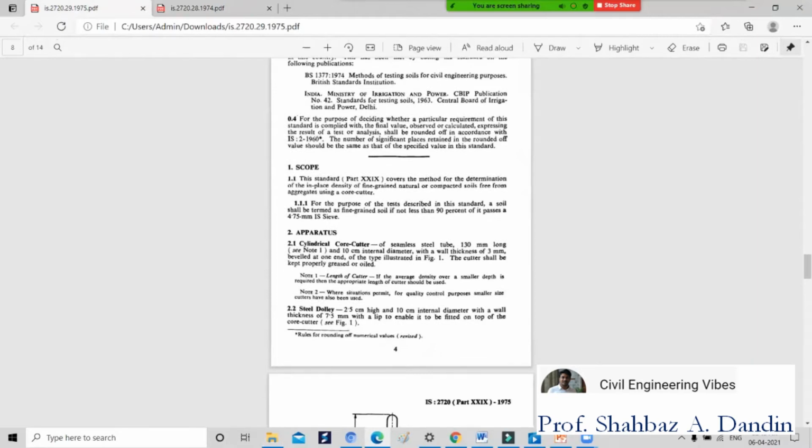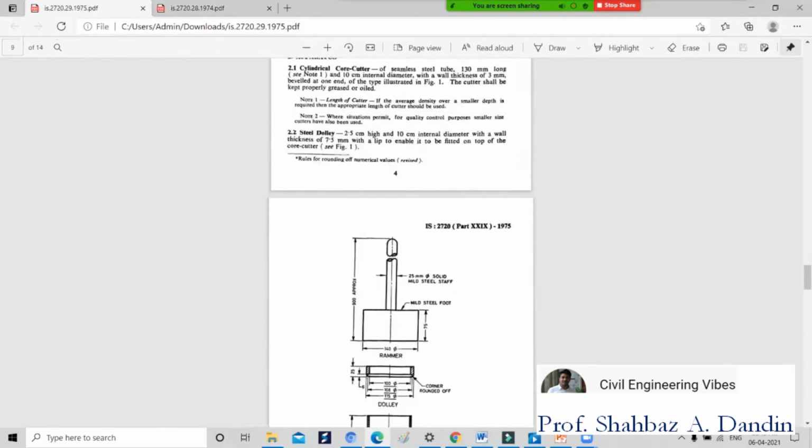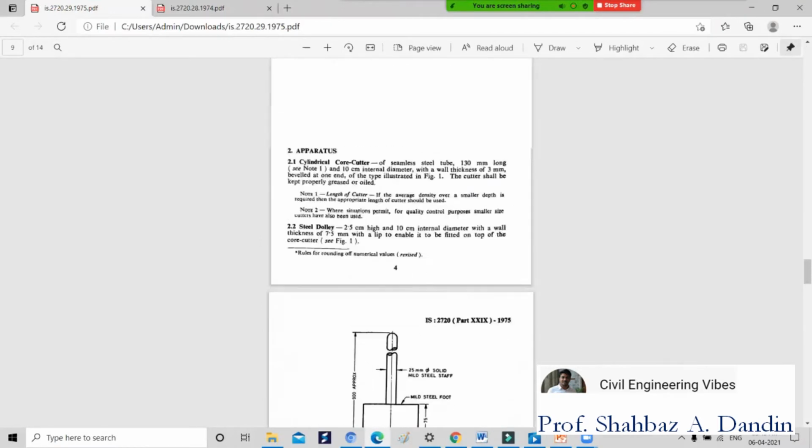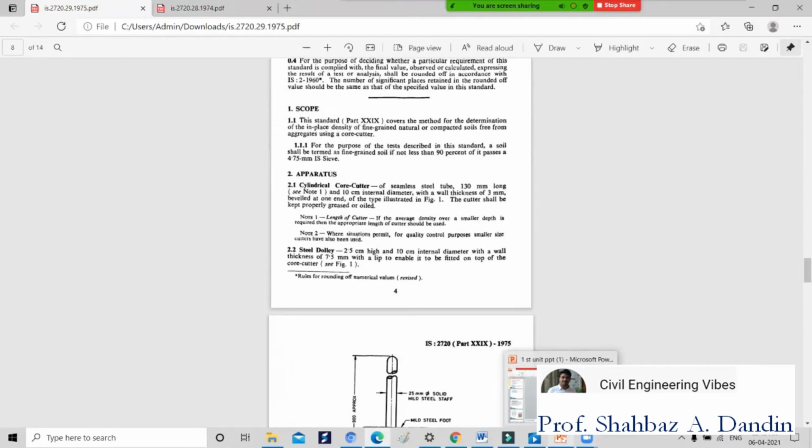The equipment needed for this is the core cutter, the next is the dolly, and the rammer. This is the rammer. The specifications are mentioned in this IS code. Let me brief you about the dimensions and specifications of the equipment. This is our core cutter, this is the dolly, and this is the rammer.